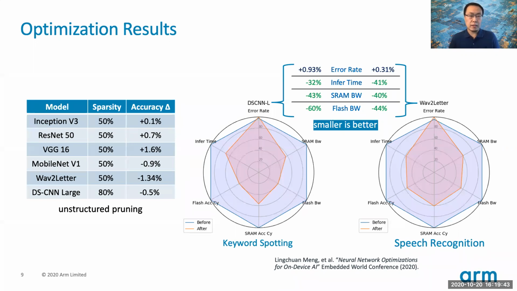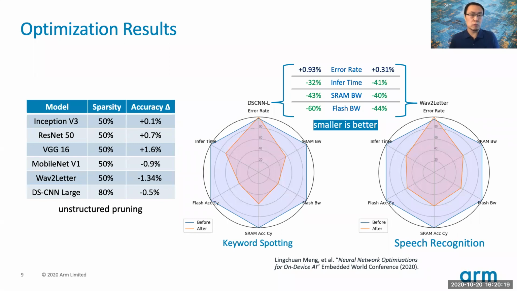So the purple hexagon on both radar charts represents unoptimized models. So they will have longer inference time, they will have a higher bandwidth, and so on. And the orange irregular polygon shape in both radar charts represents the optimized model's performance. And we can see that in both cases, the error rate stays roughly the same, but by combining multiple optimizations, the optimized models have much better hardware performance, right?